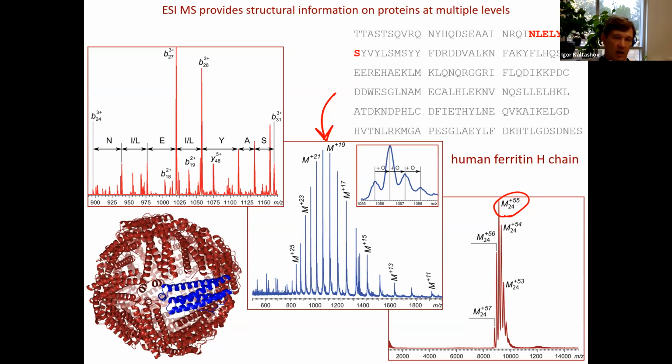And so they actually make this hollow sphere, and mineralized iron is stored inside the sphere, right? In this particular case, we're dealing with the so-called apoprotein, so there is no iron inside. And so what you measure is just the mass of the protein content. 24 subunits, exactly, not 23, not 25.